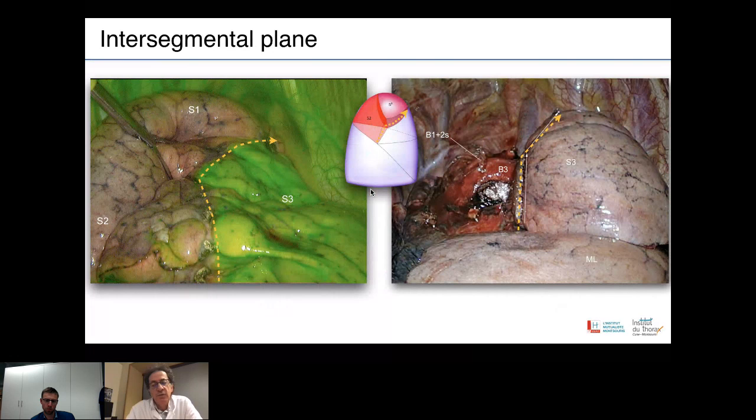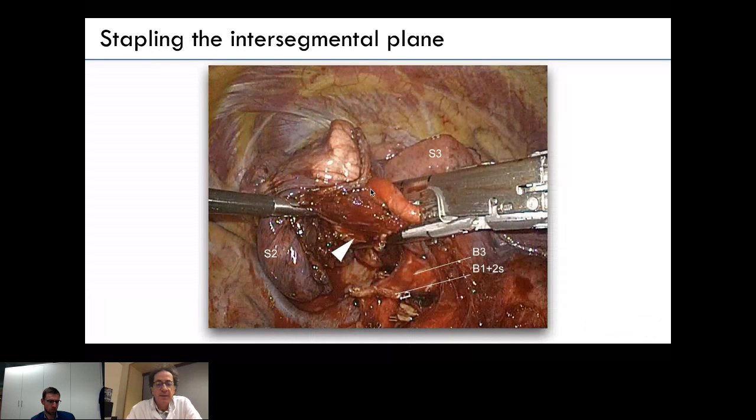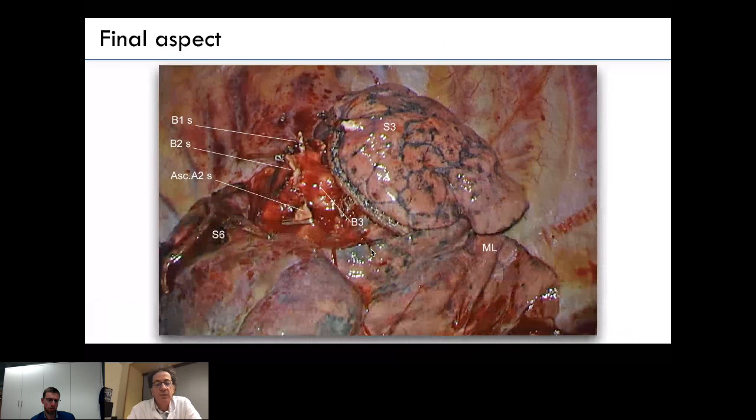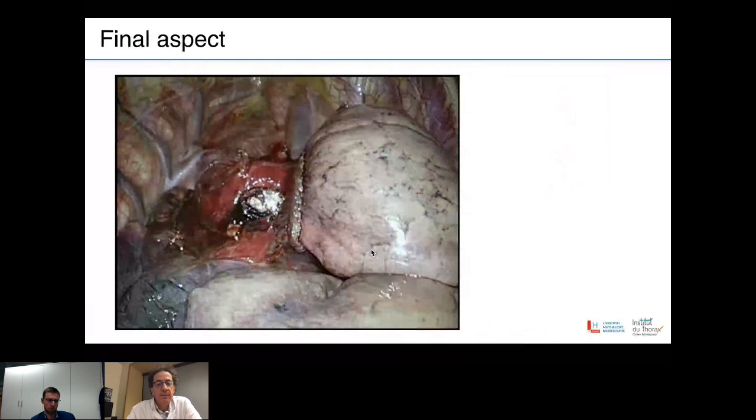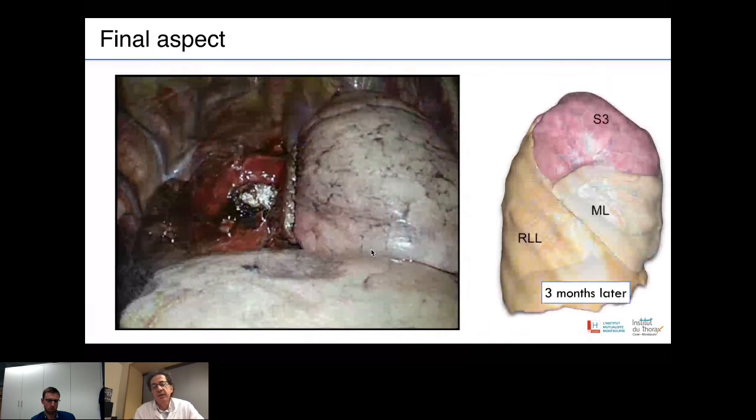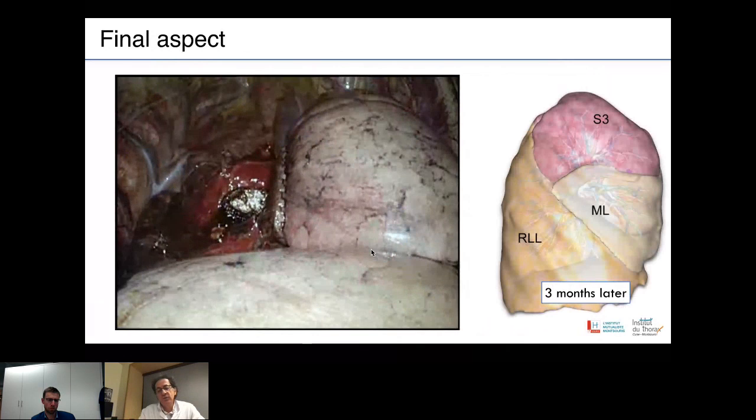And you can understand, if you have some doubt, that probably the role of this remaining segment 3 is important for the pulmonary function. Then we staple the intersegmental plane, always keeping an eye on the stump of the segmental bronchus. And this is how it looks at the end. And again, this is a modelization 3 months after the segmentectomy, showing again that this segment 3 looks perfect. So that's all I wanted to show you as a practical application.